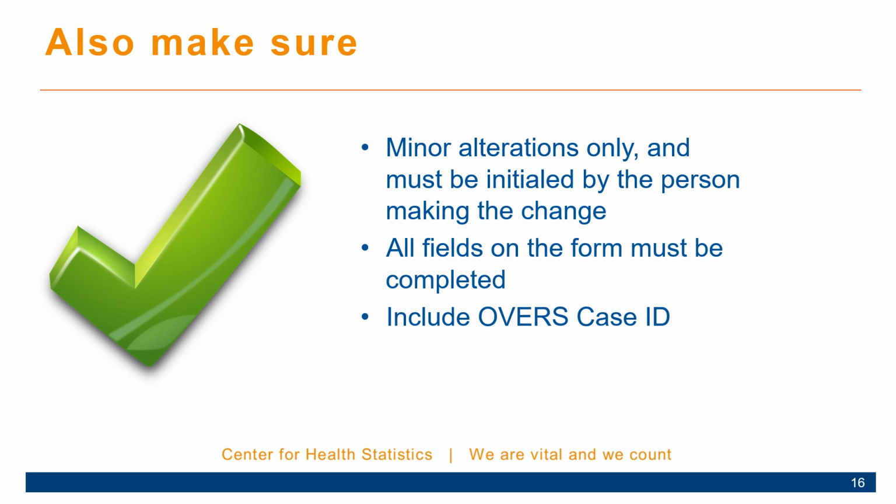In addition, on the AOP form, only minor alterations are allowed. If you need to make alterations, they must be initialed by the person making the change. The hospital or birth information specialist cannot make that change. All fields on the form must be completed. However, NA is acceptable when the field doesn't apply.